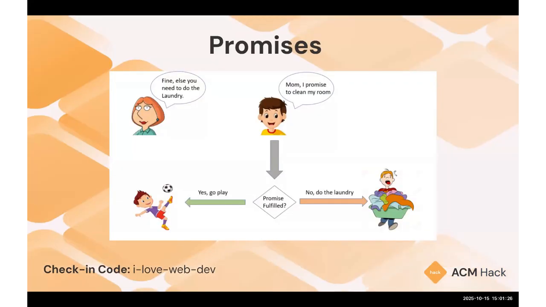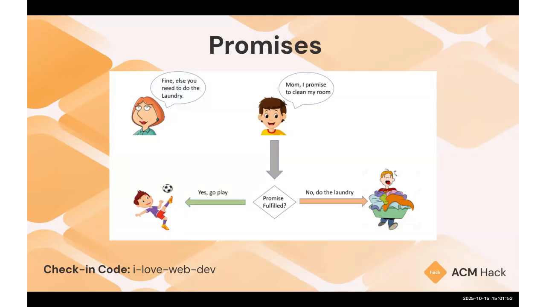Another aspect of JavaScript is promises. So promises are objects that wait for another process to resolve before acting on the results of the promise function. So let's say, for example, that you promise your mom that you're going to clean your room, right? She says, if you don't clean your room, I'll make you do the laundry instead. So there's two outcomes in this scenario, right? Either we fulfill the promise and we clean the room, or we don't fulfill the promise.